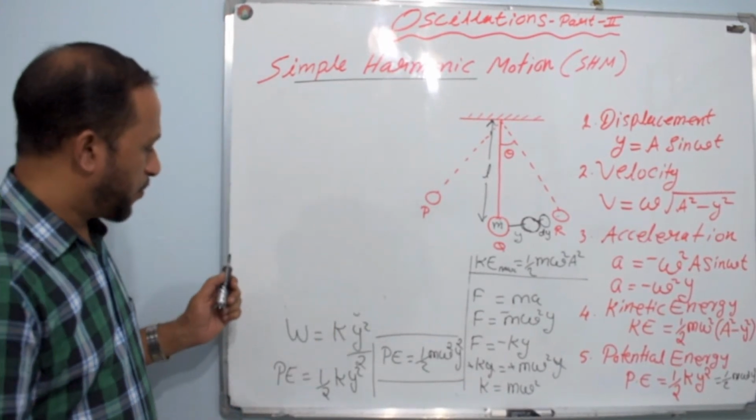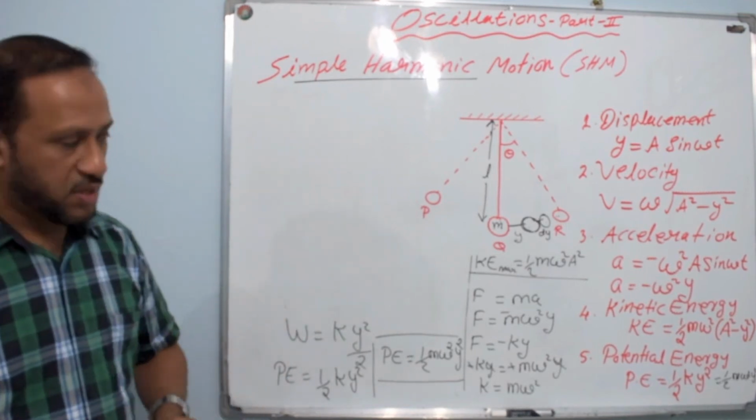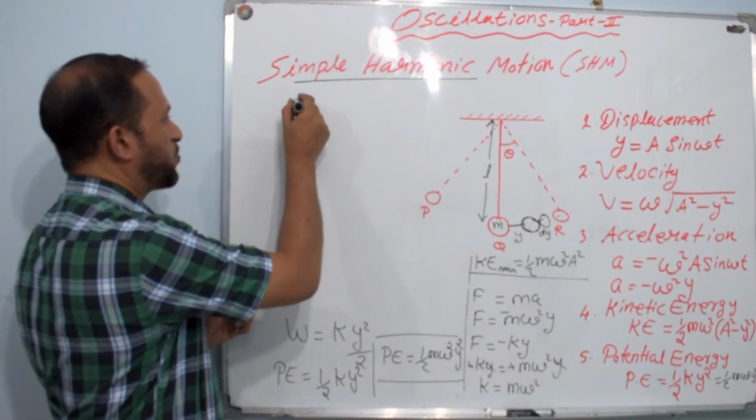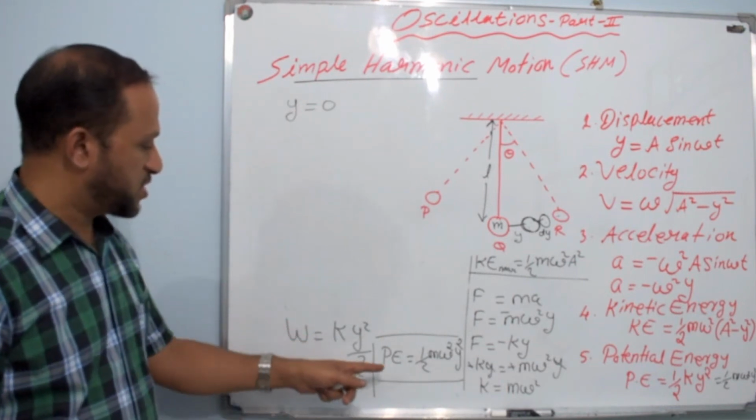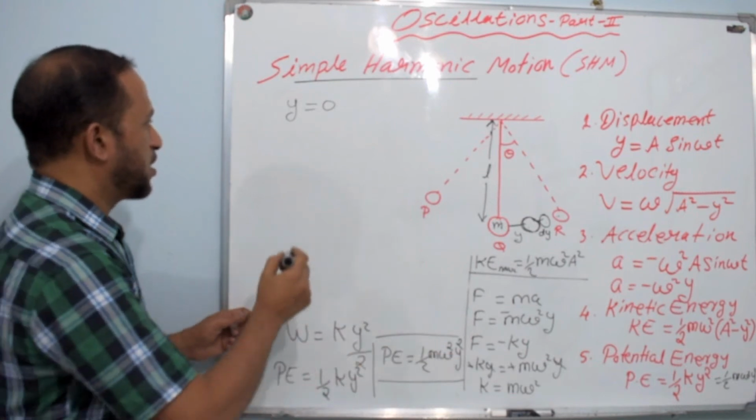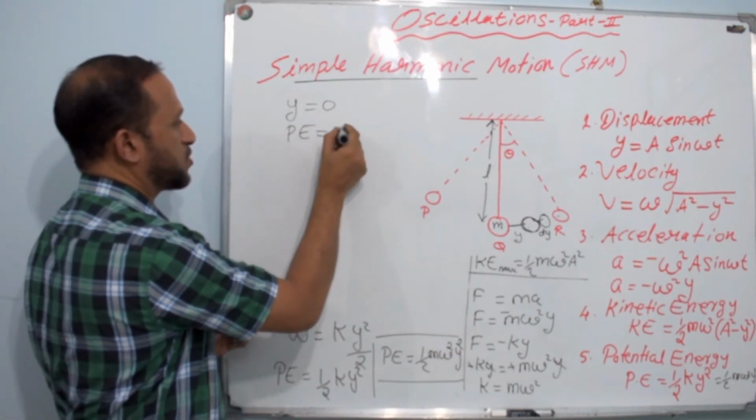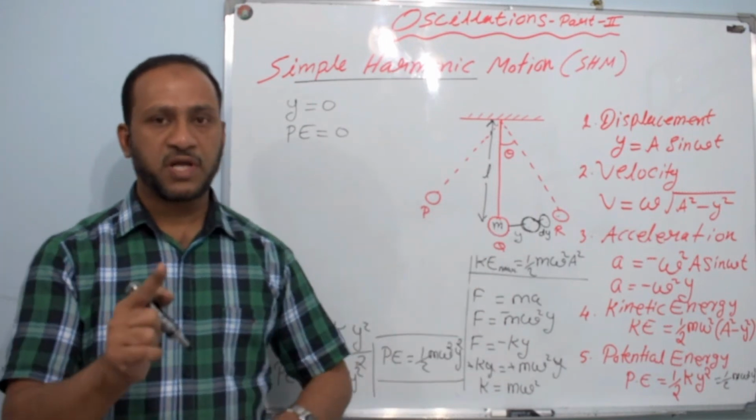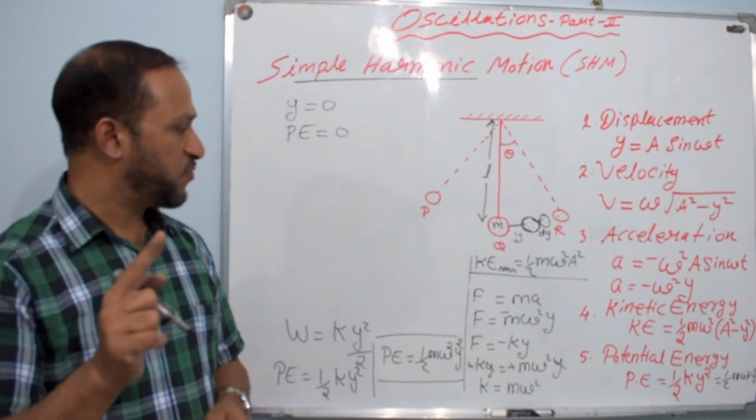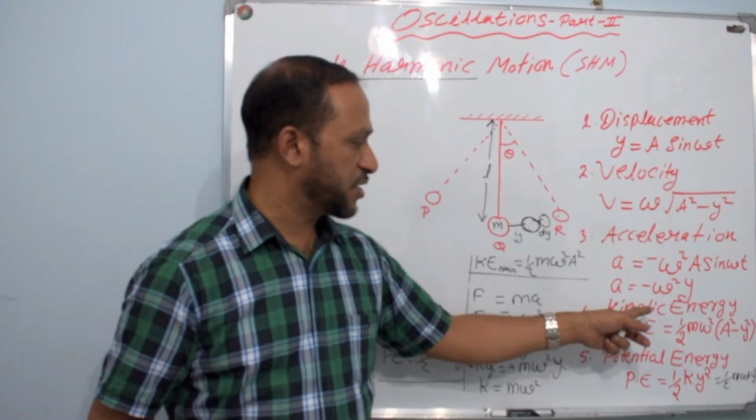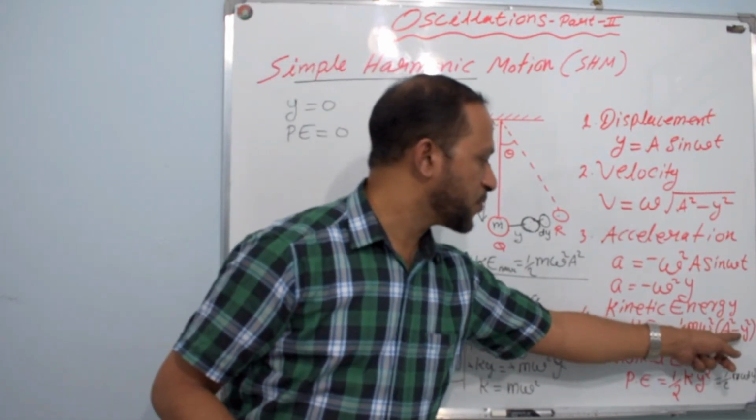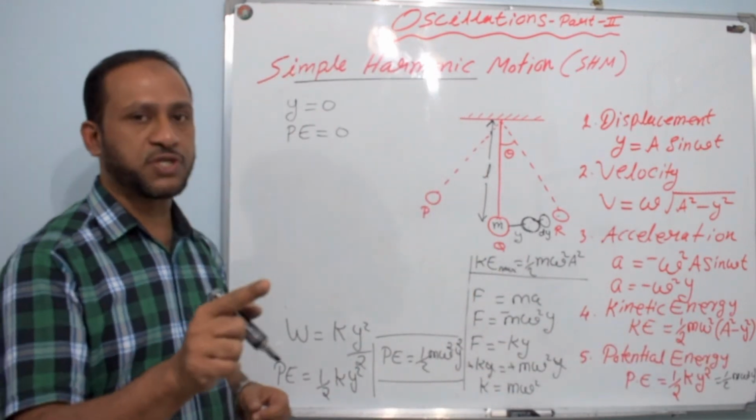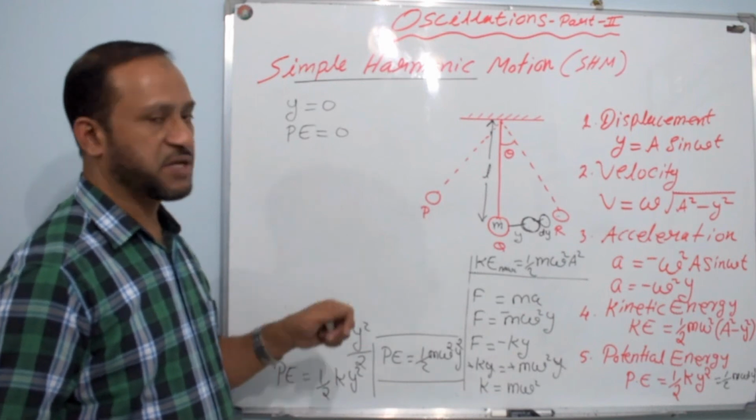Suppose we are taking points like the mean position, the equilibrium point. At the equilibrium point, the displacement y is equal to 0. So in this equation, if I put y equal to 0, then potential energy PE is equal to 0. Means at the mean position, potential energy of the oscillator is 0, and what we have seen from the previous equation of kinetic energy, at the mean position y equal to 0, kinetic energy is half m omega square a square, that is the maximum value. So at the mean position, potential energy is 0 and kinetic energy is maximum.